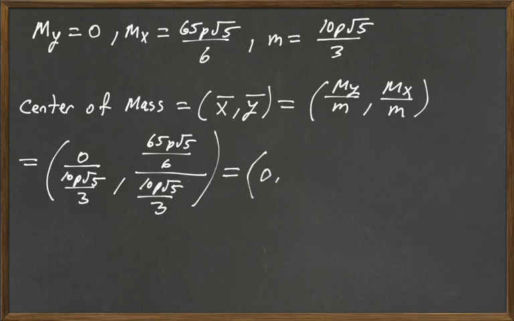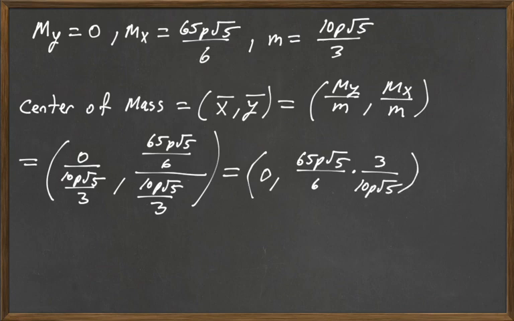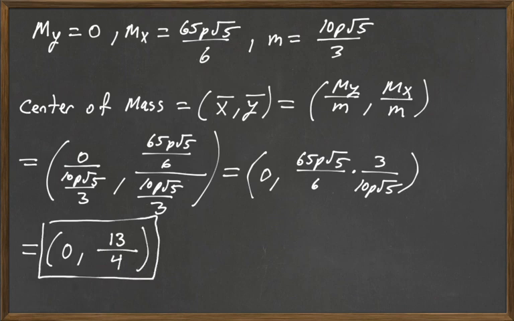So that's going to be 0. Keep the top fraction and flip the bottom fraction over and change that operation from division to multiplication. And so that's going to simplify down to 0 and 13 over 4 as the center of mass. And I think I have on the next slide what that looks like graphically.